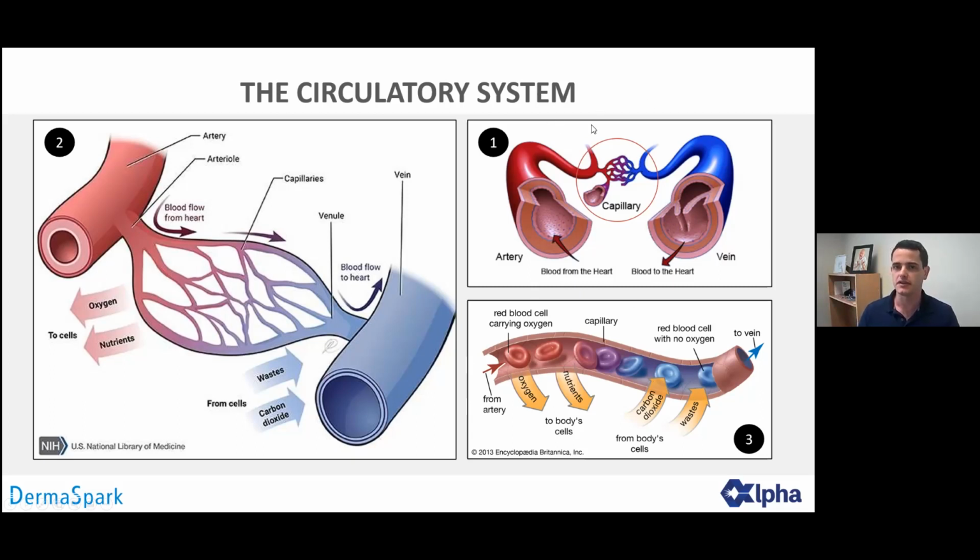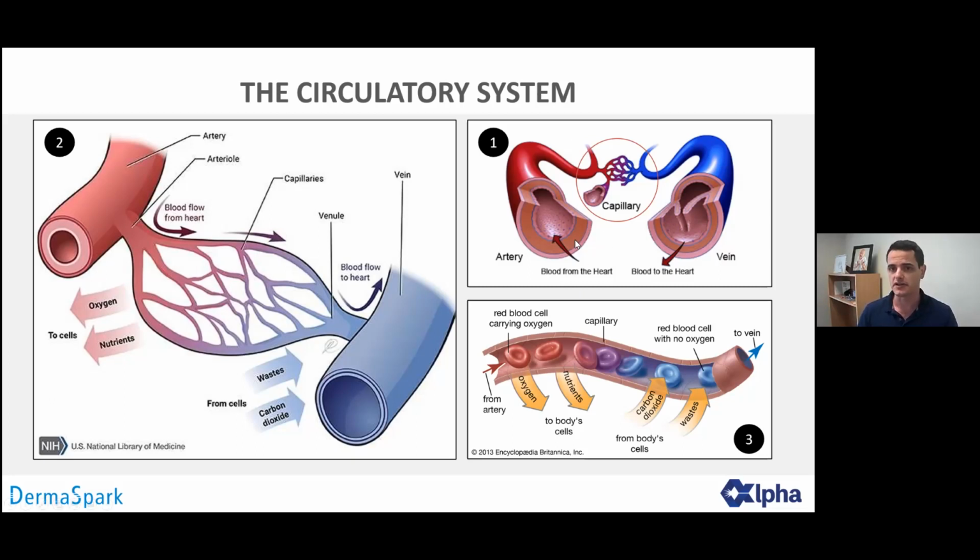If you look here at picture number 1, I'm sure you already know, it is common knowledge, that there are 3 main types of blood vessels in the blood circulation: the arteries, the veins, and the capillaries, right? And of course, that's the heart, the pump that flows the blood throughout the system.